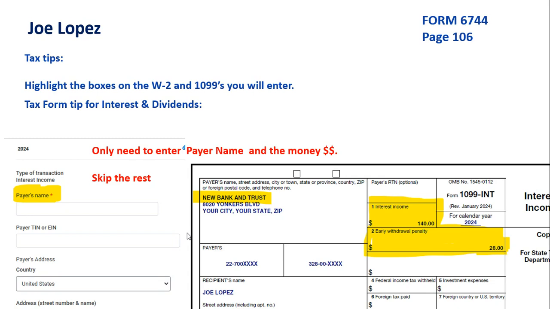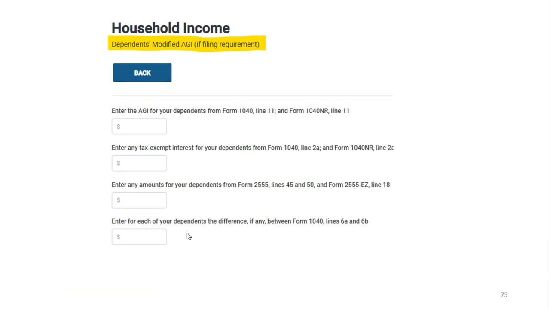A little tip for you, whenever you're entering interest or dividends, you only have to enter the payer's name, who gave them that money. In this case, for this client, it's New Bank and Trust. See how there's a little star on the left there next to the payer's name? But there's no star next to the payer TIN or EIN. Skip those. All you need is the name and the money. Just fill in the boxes, name and money that you have on the 1099 INT form. A little tip. It'll save you a lot of time.